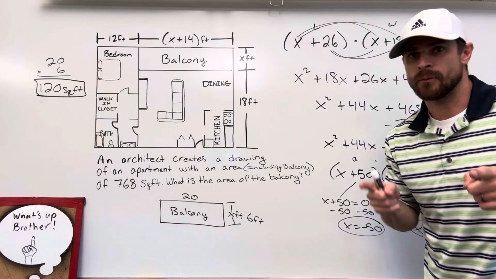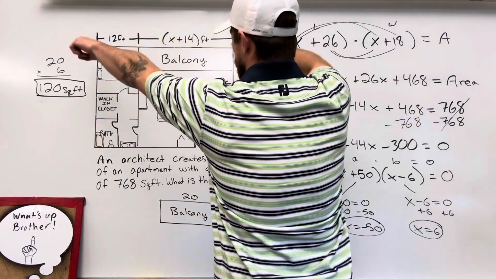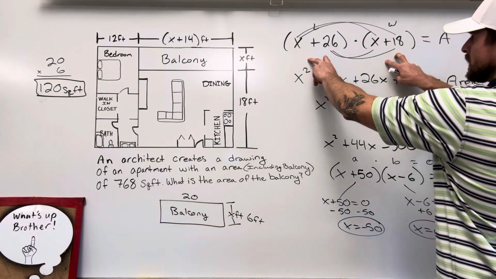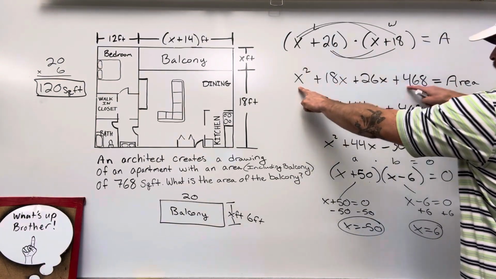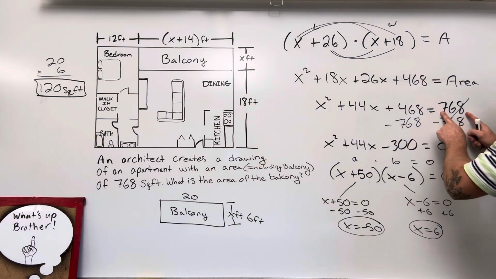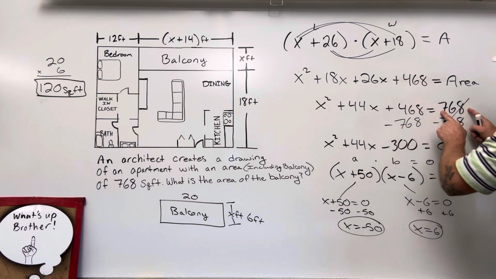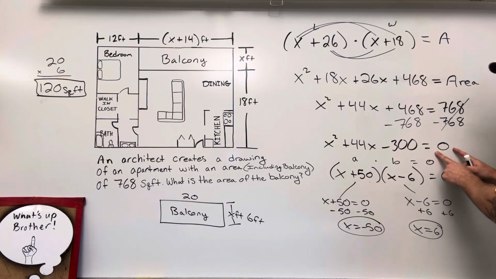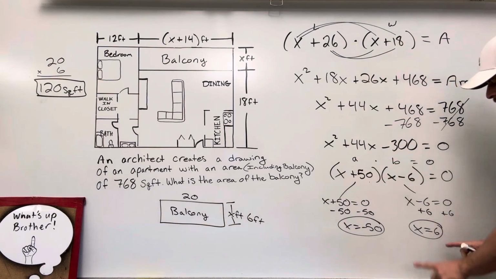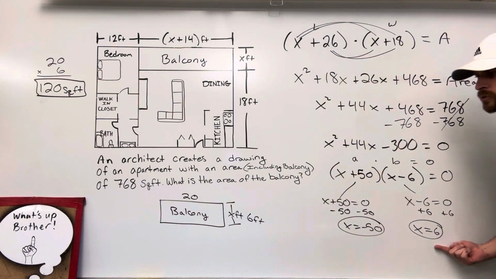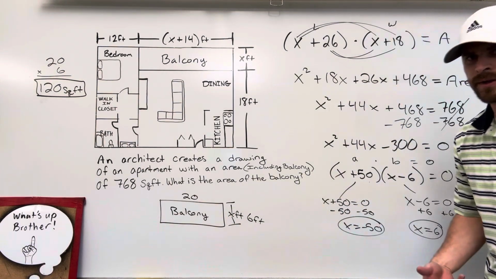So one more time, what did we do? We found the total area of the floor plan by multiplying the two binomials together and getting a quadratic. We set it equal to what they told us the total square footage was of the apartment. We removed this value so that we had our quadratic equal to 0. Once it was set equal to 0, we were able to factor and solve for our 2 x values. We used the value that makes sense.